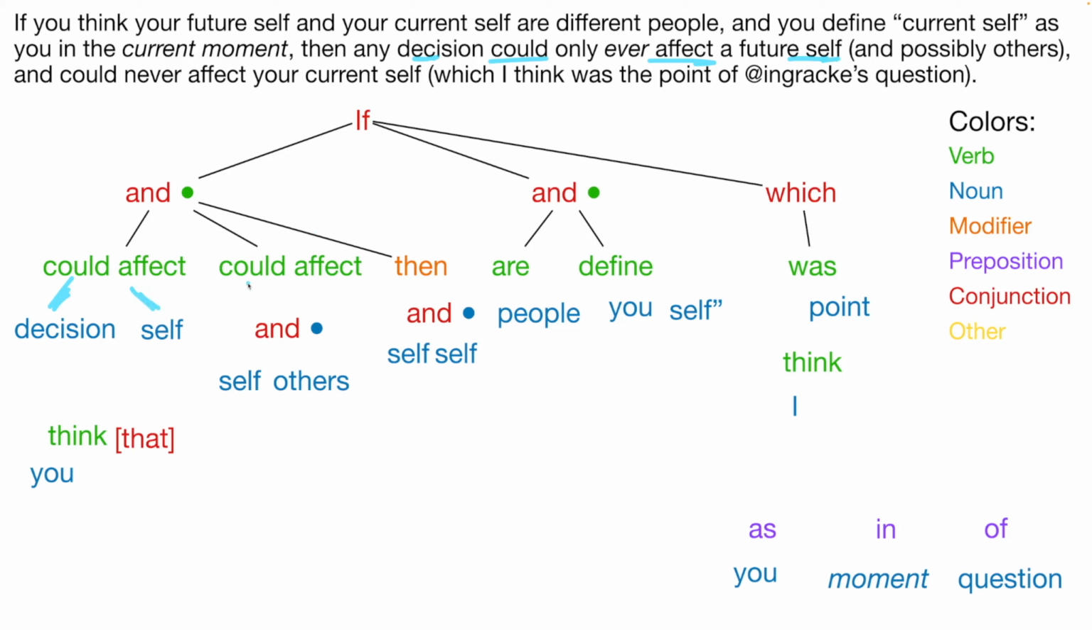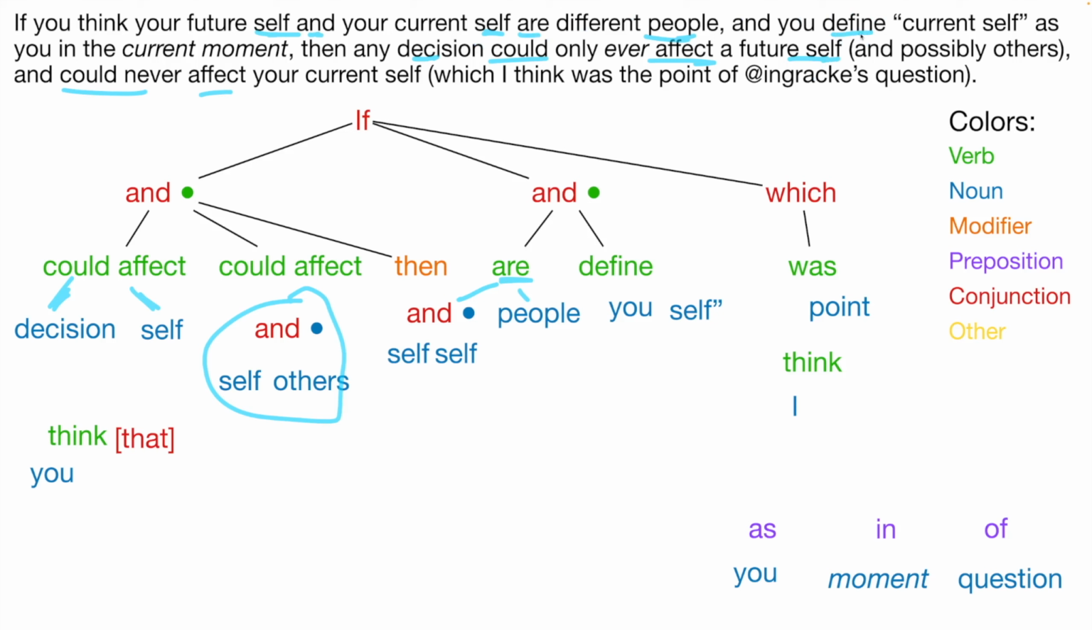So we have another "could affect." This is actually in the wrong place, which I noticed later, so we'll fix it later. Let's look at one of the other ones. So this "are," according to my tree, the subject is this group of self and self, and the object is people. So we have "are, people." That looks like we have the object, right? And then what is the subject of this "are"? We have your future self and your current self. So the subject is "and self." So that's right.